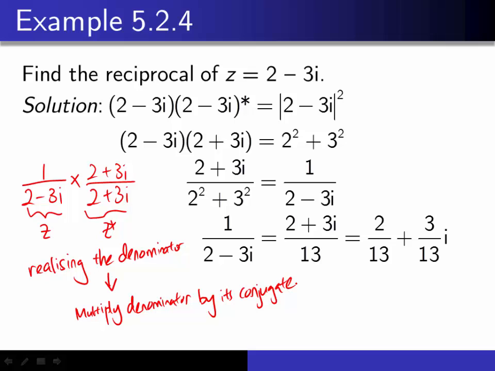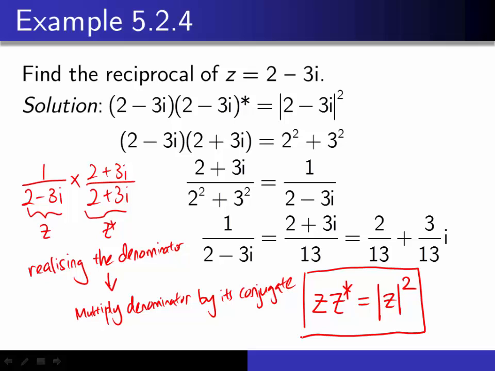Okay, and why does that help? That helps because you learn this result. Z times z conjugate equals the modulus of z squared, which I highlighted to you as one of the most important results in this chapter.